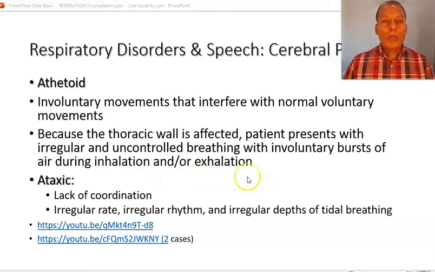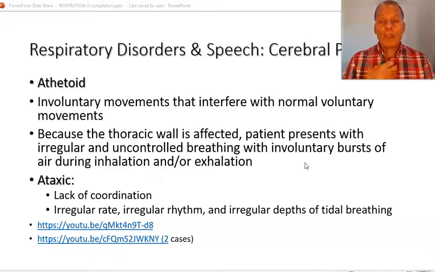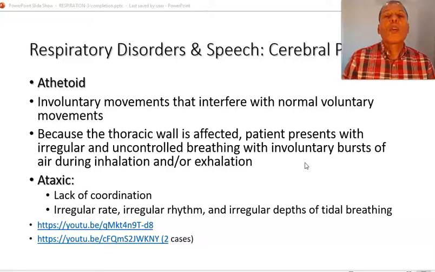So sometimes the person will have involuntary bursts of air during inhalation. Imagine you're just inhaling and there's jerking or involuntary movements that are going to cause abnormal involuntary bursts. Also, that can occur during exhalation. So while the person is exhaling, they may suddenly put more pressure, so more air goes out at once, and that eventually will drain the exhalation volume.